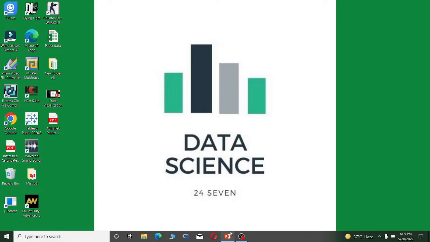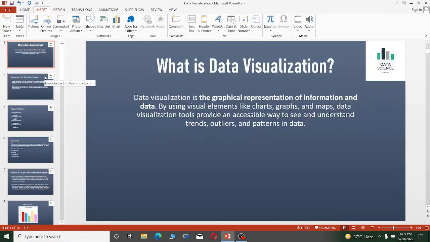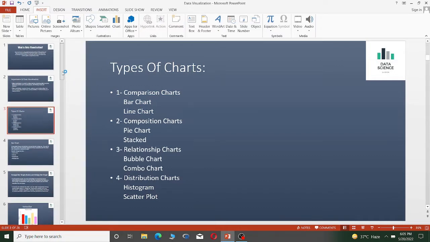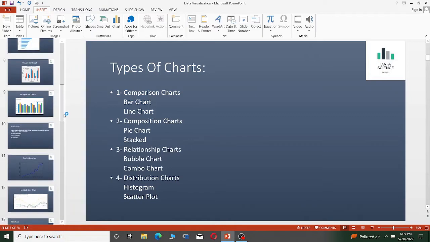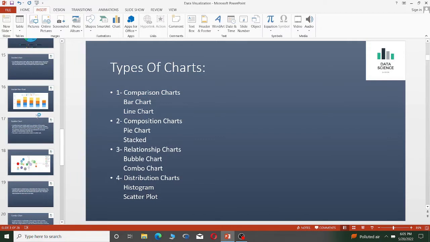So, in the previous videos, we have gone through why data visualization is important, and the types of charts we have covered: comparison chart and composition chart. In this video, we are going to cover relationship charts and distribution charts. The first chart that comes under relationship charts is the bubble chart. Let us begin.